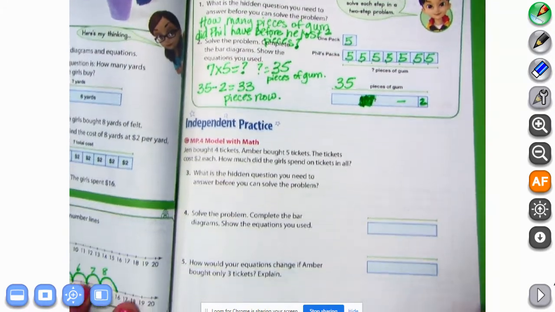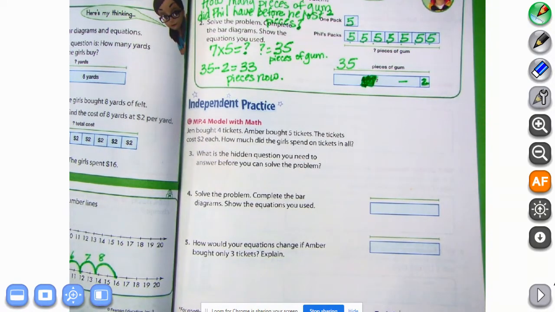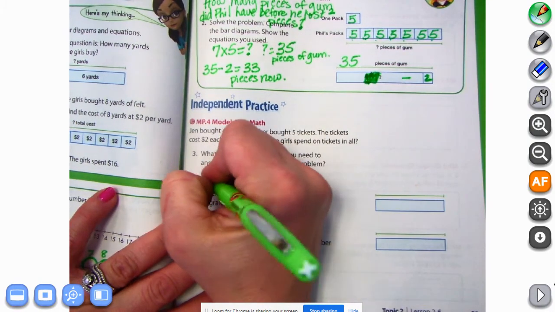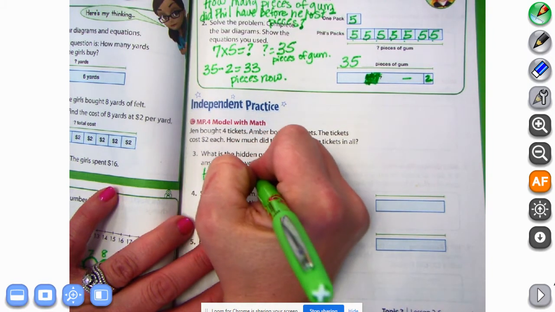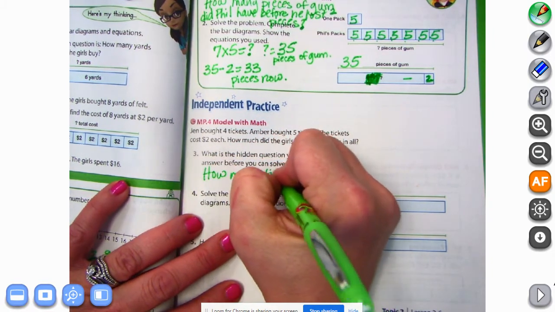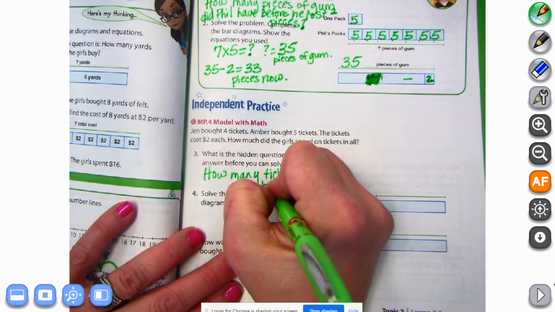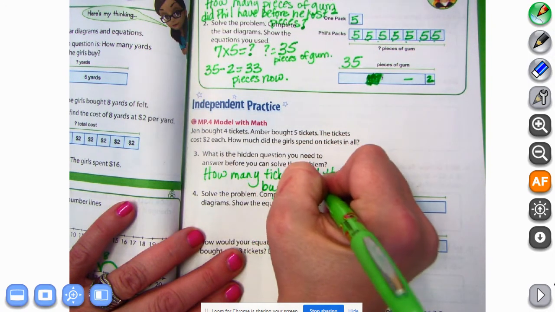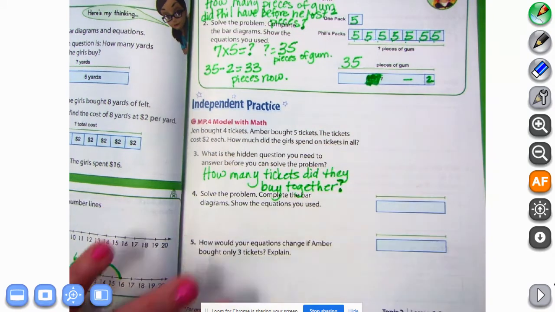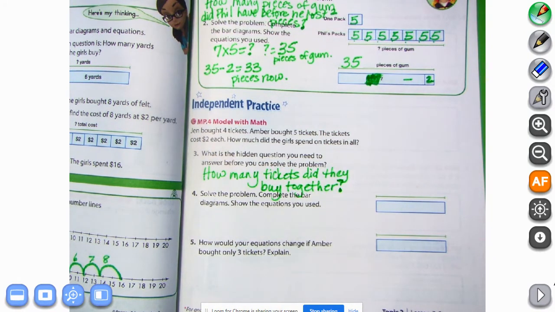All right, we're going down here. Jen bought 4 tickets. Amber bought 5 tickets. The tickets cost $2 each. How much did the girls spend on tickets in all? What is the hidden question you need to answer before you solve the problem? Okay, so we need to know how many did they buy? How many tickets did they buy altogether? That's our hidden question. We need to know how many tickets did they get, first of all.